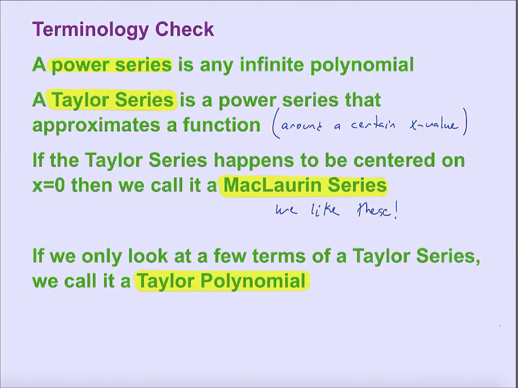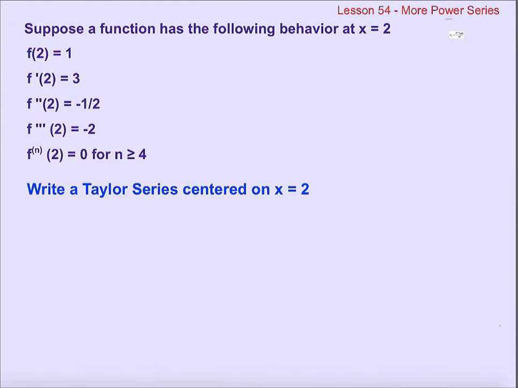Okay, so let's look at a simple example here. We're going to look at a function that has this behavior at x equals 2. Its value is 1, its derivative is 3, its second derivative is -1/2, its third derivative is -2, and every derivative higher than that, so the nth derivative for every n bigger than or equal to 4, is 0. We're going to write a Taylor series centered on x equals 2.